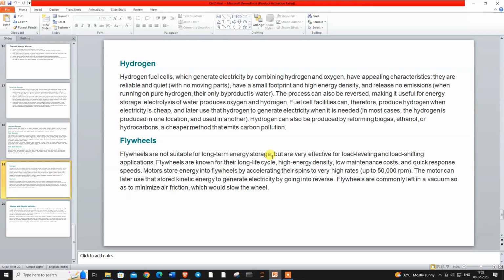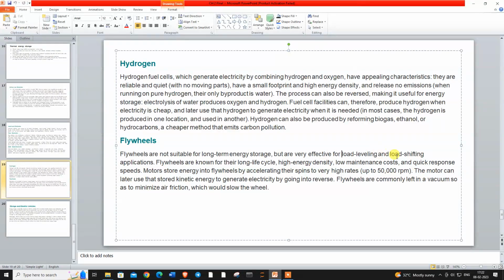Okay, long term energy storage, but are very effective for load leveling and load shifting applications. Suppose in a peak time, suppose there is a very large surge in case of peak which is not supplyable by the different energy storage plants, at that time we can use flywheels to match the demand, so that the demand from the generation and the consumption will be equal. So in this case flywheels can be used.